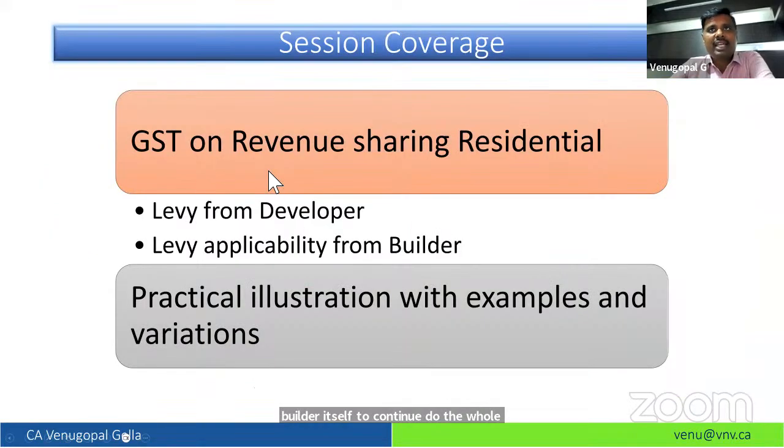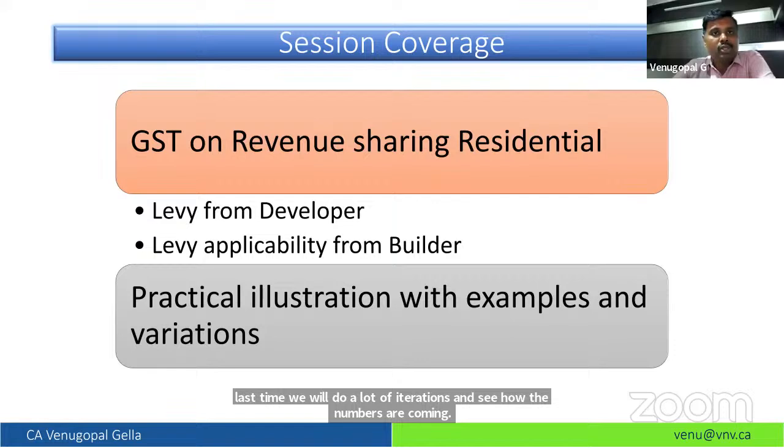What we are going to see is, if it is a revenue sharing model, what would be the levy on the developer, and is there any applicability of development right, RCM, or anything else on the landowner? We're going to see this, with more focus on a practical illustration with examples. And like the last time, we will do a lot of iterations and see how the numbers come out.